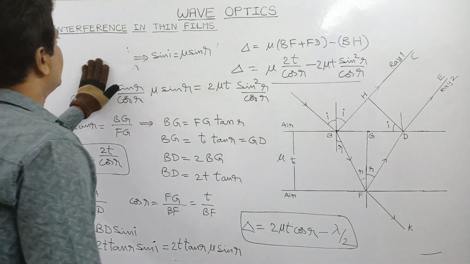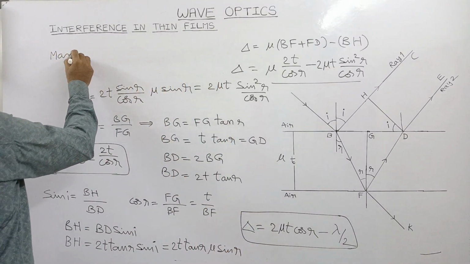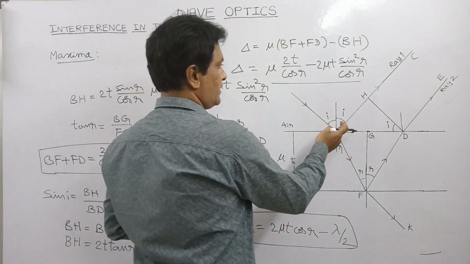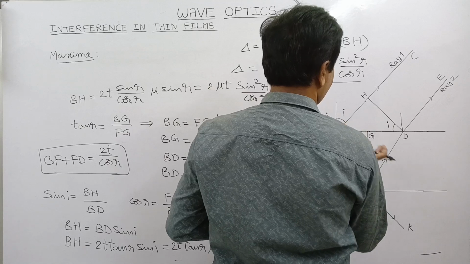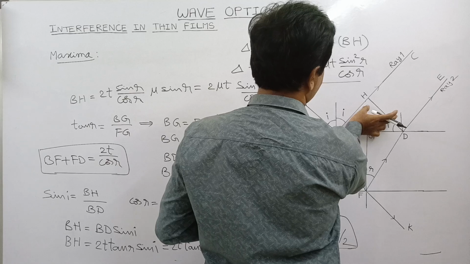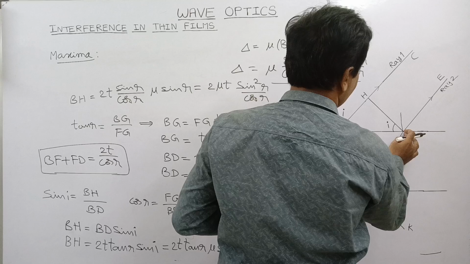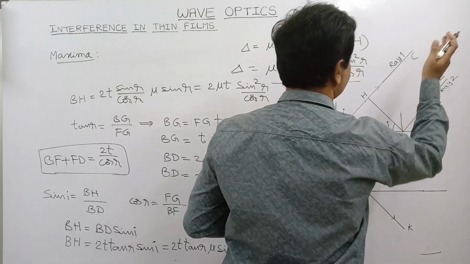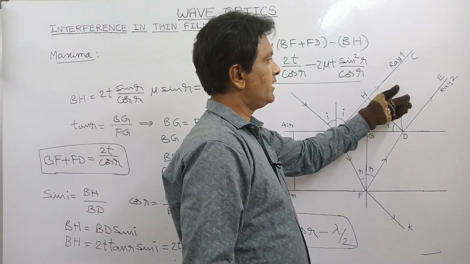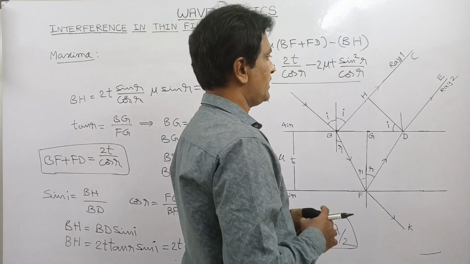First we will see how the maxima will happen. Maxima means constructive interference. Here, the light ray reflected from here and the light ray refracted here will be in the same phase. These two light rays will form the interference pattern, because the conditions of interference are satisfied here.